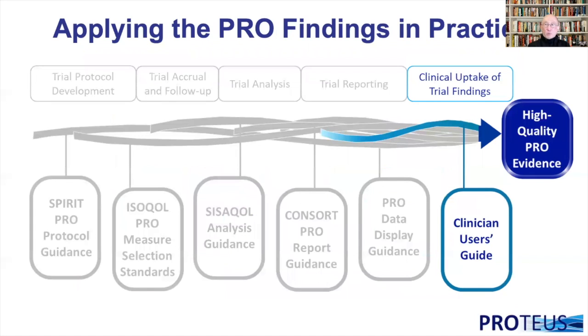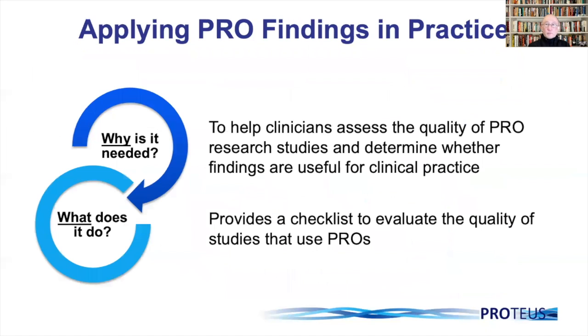In this presentation, we provide a user's guide for clinicians who are reading an article that reports PRO findings and a worked example. This presentation is primarily directed at clinicians who may be familiar with the PRO field and provides a checklist to help them assess the quality of the PRO research studies, and also to potentially use those findings in clinical practice.